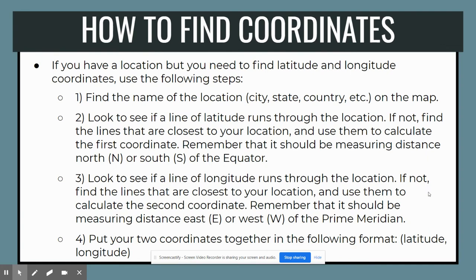Okay. Now the next one, it's going to be reversed. We're going to be given a country, but we have to find the coordinates. So it's kind of the opposite of how we've done it in the past. There are a few different methods that you can use, but once you get the hang of it, whatever way works for you is fine.